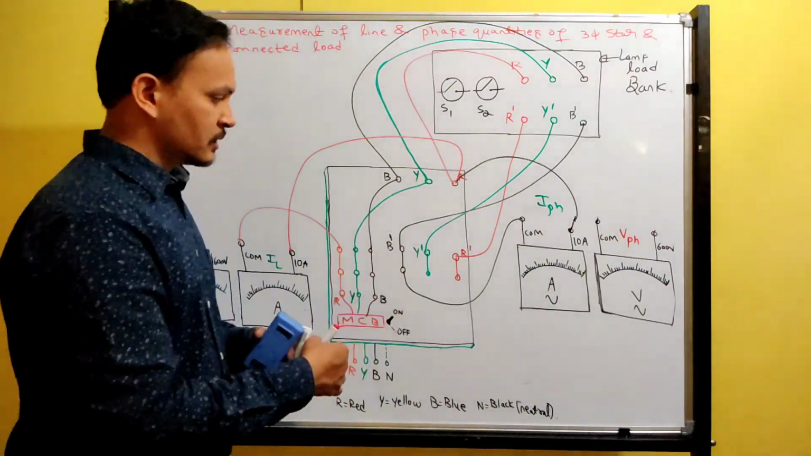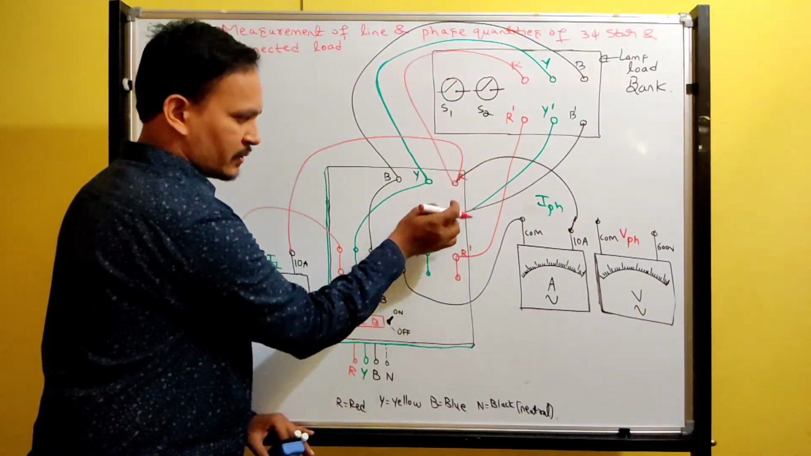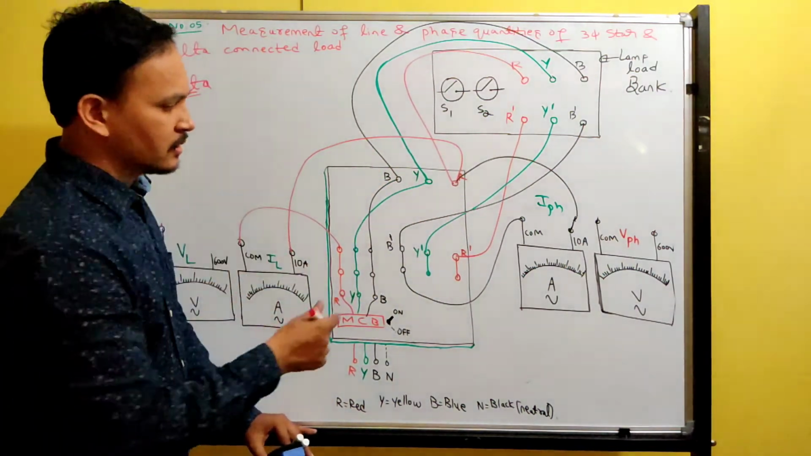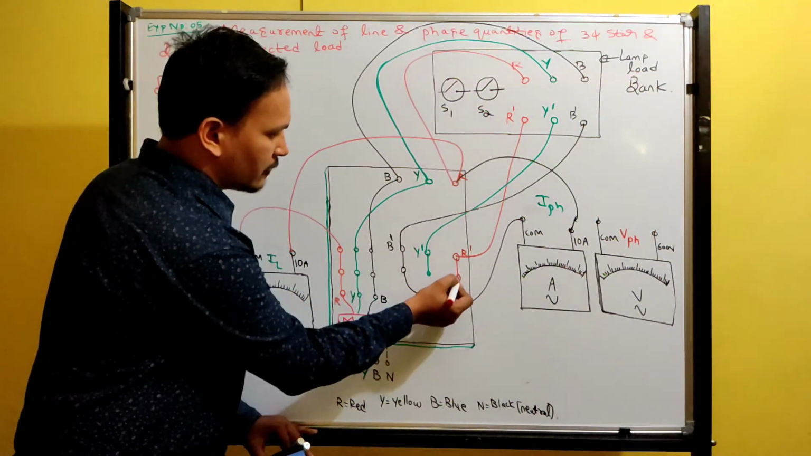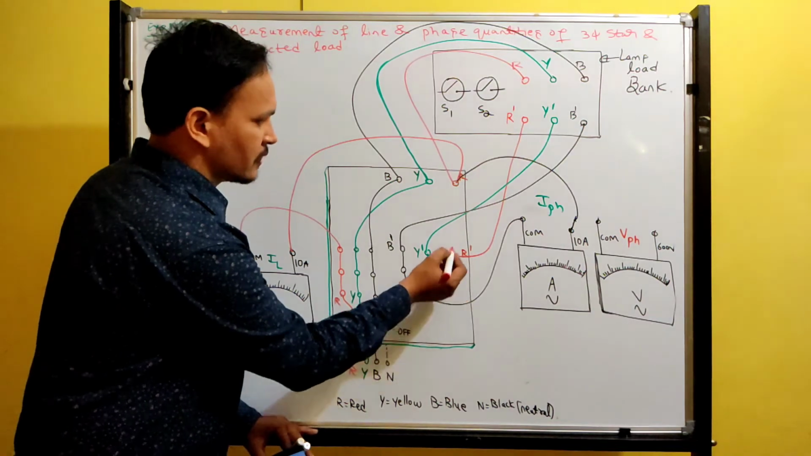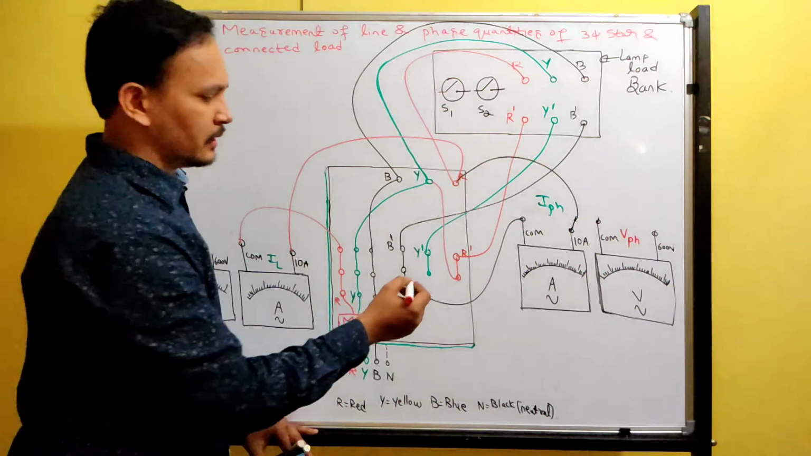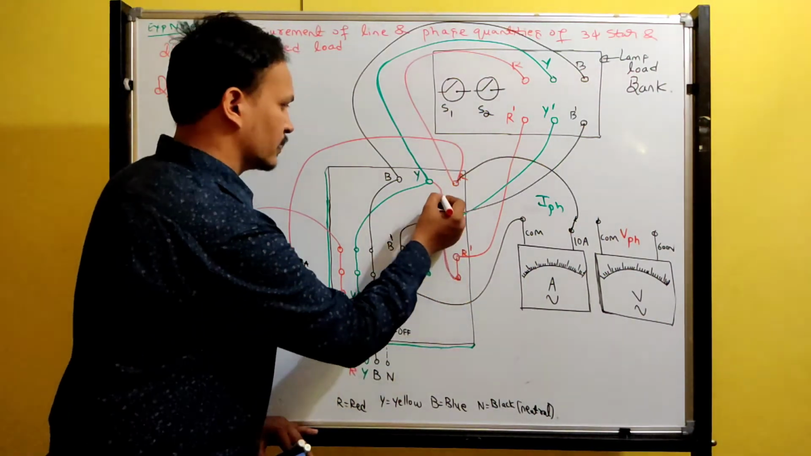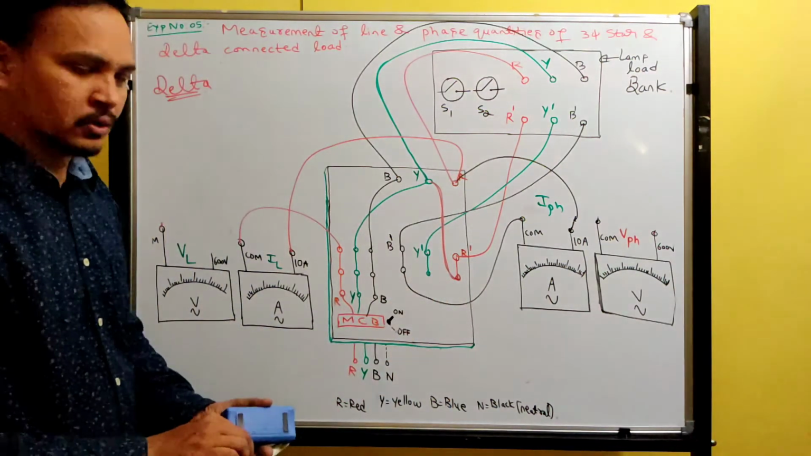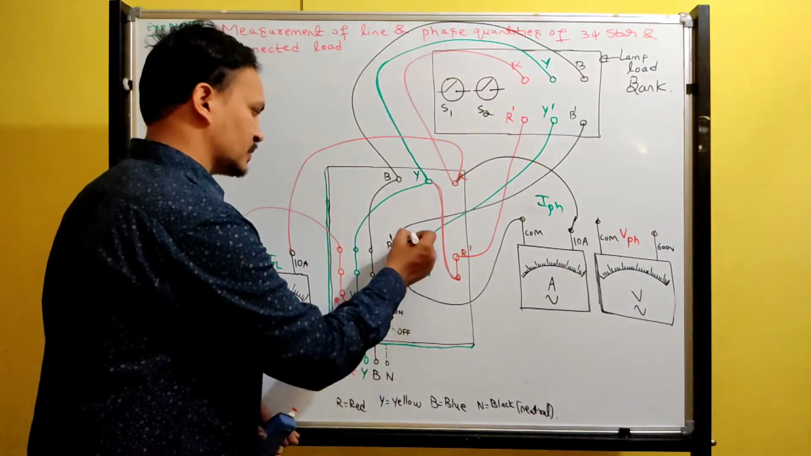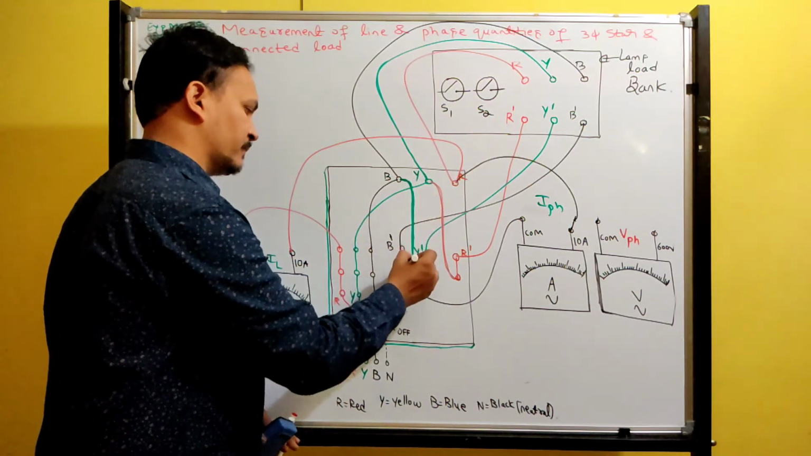Next, what about R'? R is here. In between R and R', the lamp load will be there. Now this R', you can connect from here or from here, both are the same terminals. Now connect R' to Y. Then connect Y' to B.